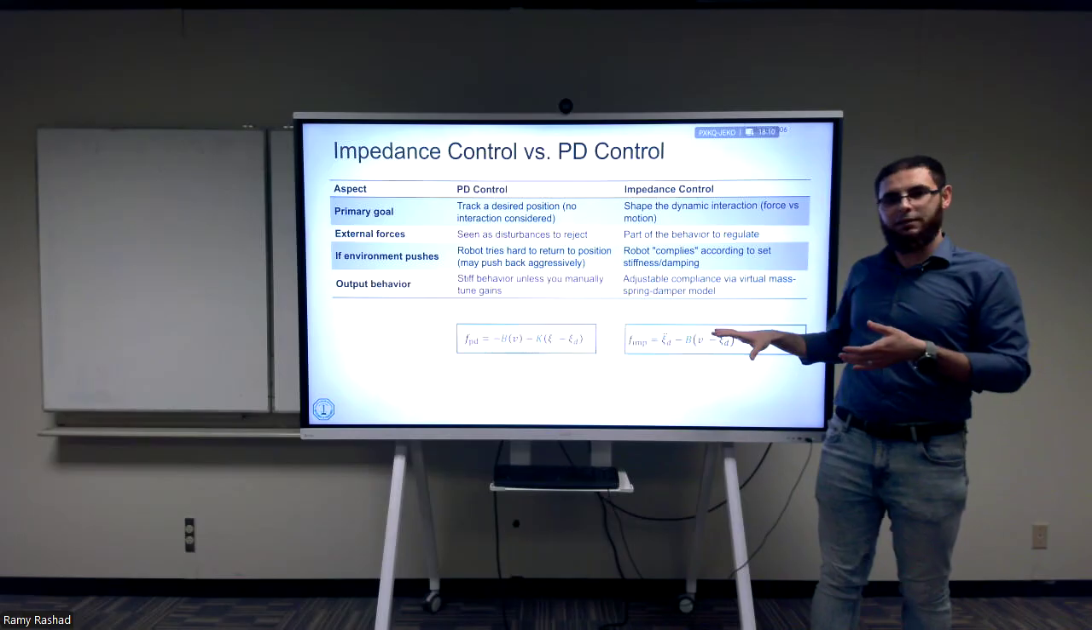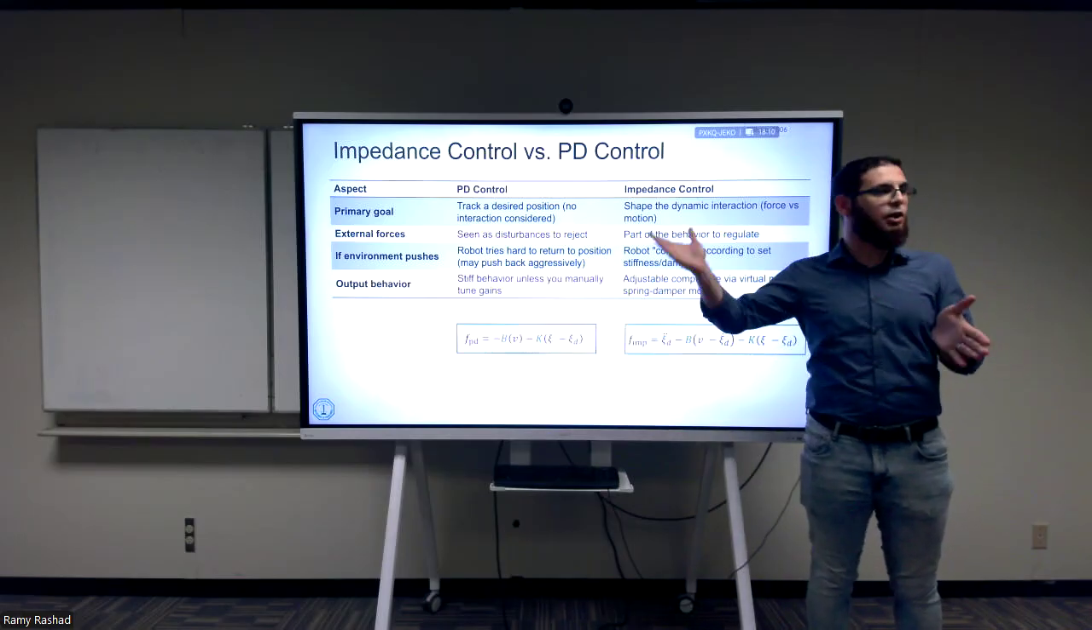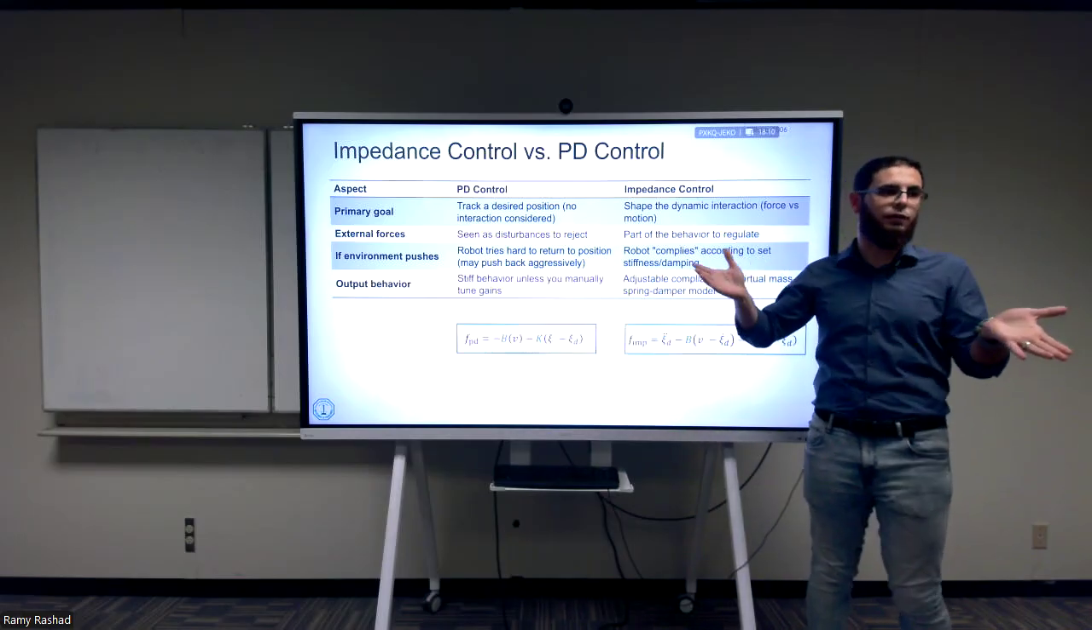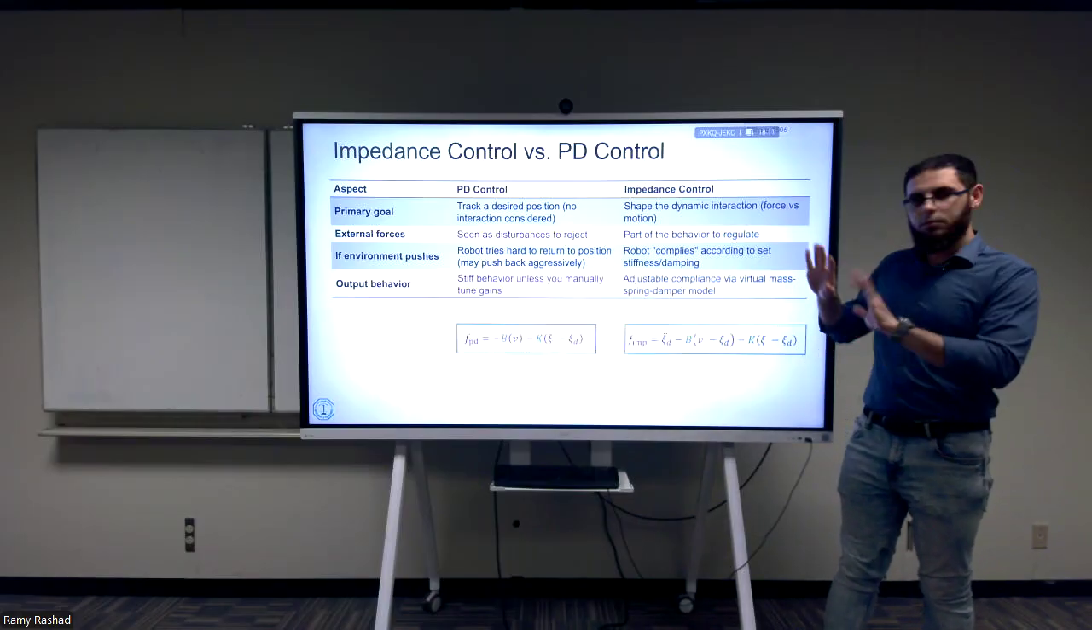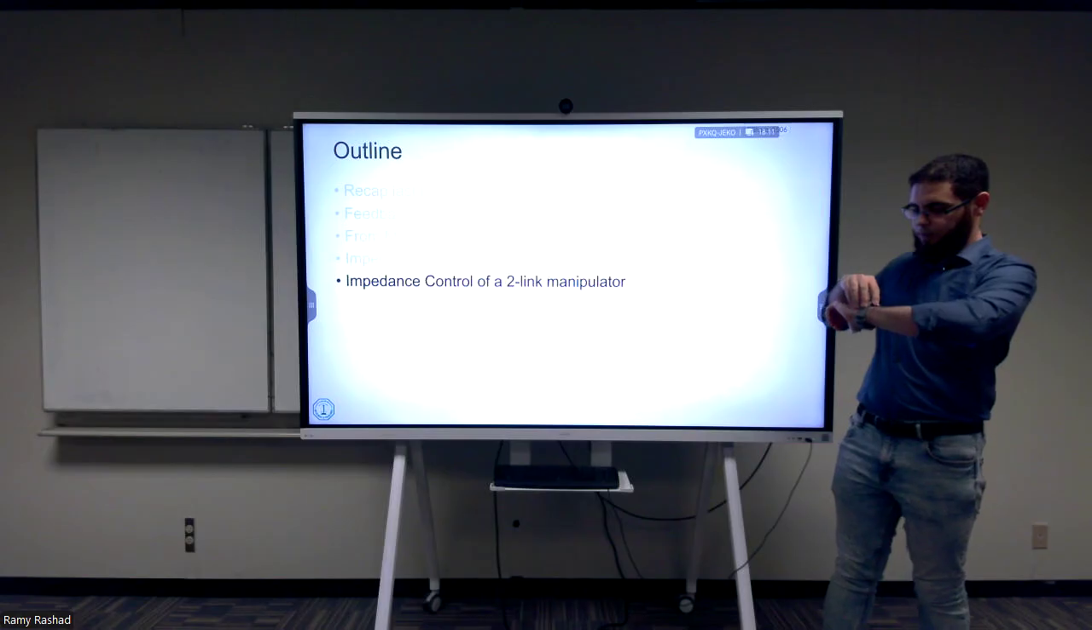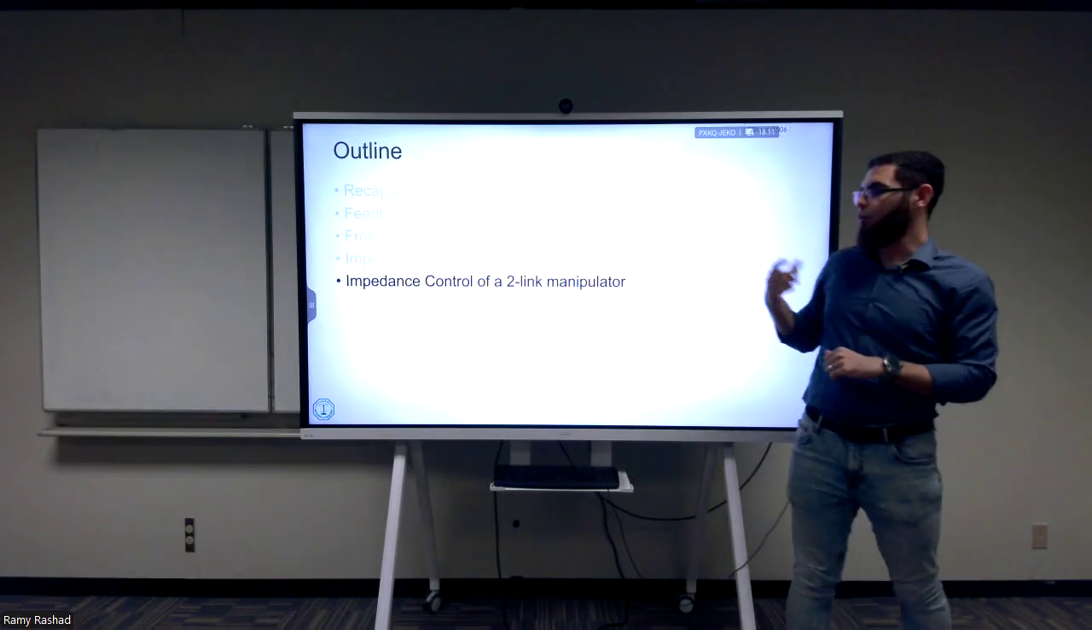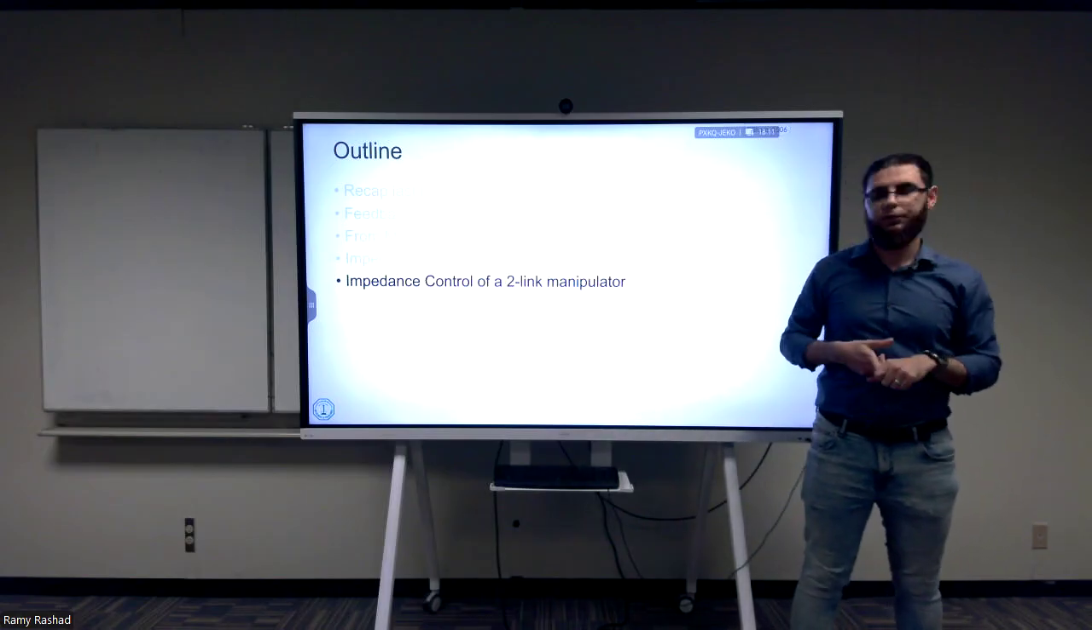So we can go even much further than just impedance control. You're going to find a lot of extensions to it, and it's an active area of research. So that's it for impedance control of the point mass. Now let's look at how we can do the impedance control of the two-link manipulator.